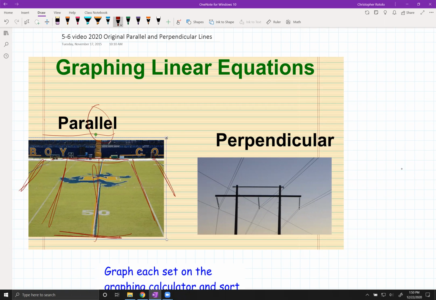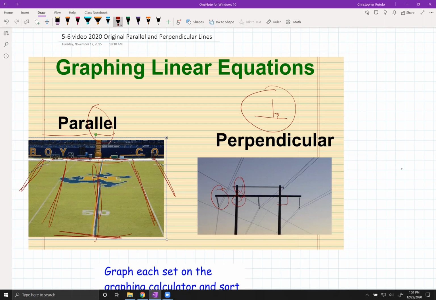In perpendicular, we're looking for two lines that meet. This is the symbol that we'll use. It's an upside down T, so that means it creates an intersection that creates a 90-degree angle. They're kind of all over the place, as we look at something like a power line, all these different places here. Okay, so we get some of those ideas.